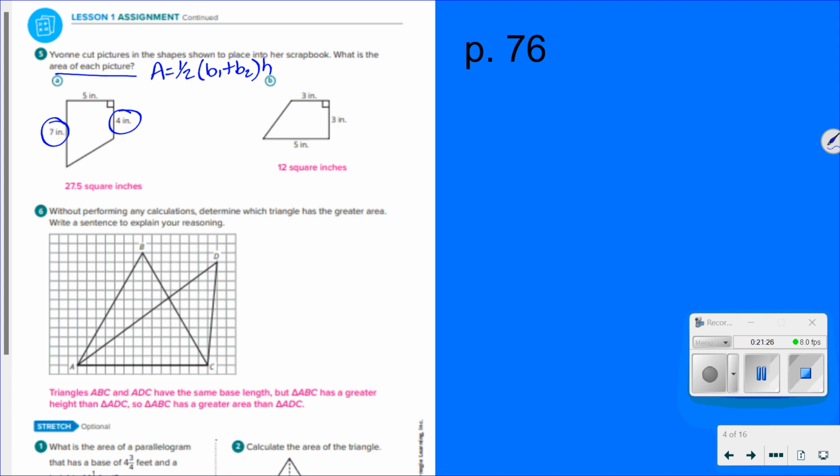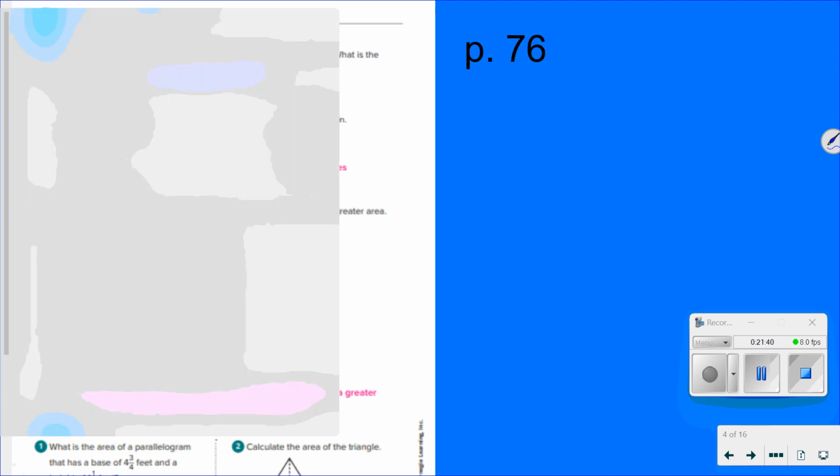Why would it not be 7 and 5? Vivian? They have to be parallel to each other, so opposite sides, okay? So we got 7, we got, oh, look at me.